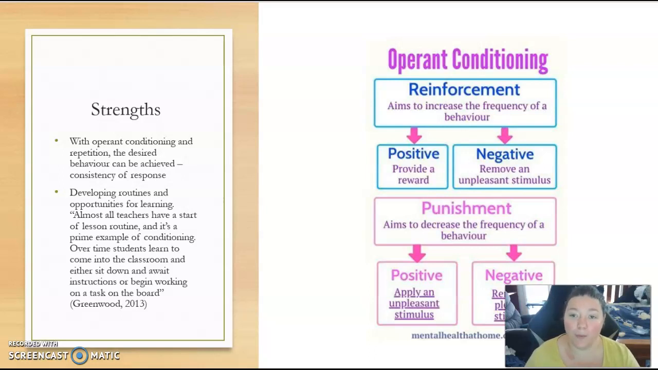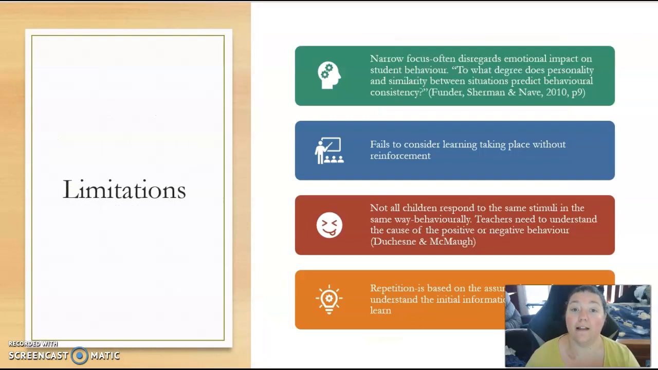However, with this operant conditioning and these strengths, we do have limitations towards our behavioural theory. And where this diverges from my belief is that behaviourism does have that limited focus, where it often disregards emotional impact on student behaviour, where, according to Funder, Sherman and Nave, to what degree does personality and similarity between situations predict our behavioural consistency? So what this is implying is, to what degree is behaviourism taking into consideration a child's personality? And I feel that behaviourism needs to take more of this into consideration.